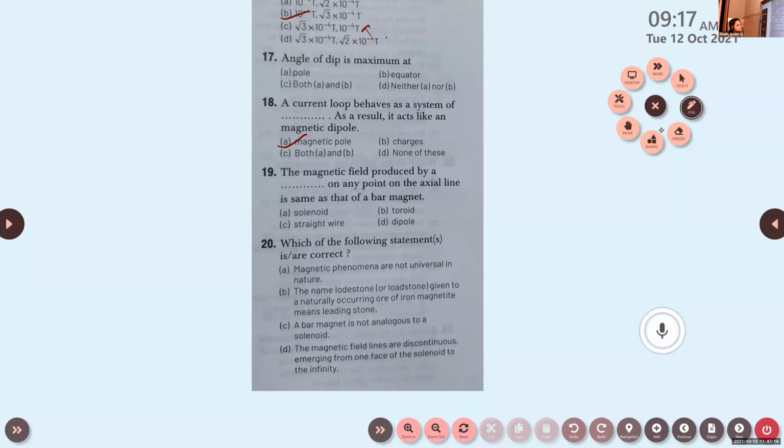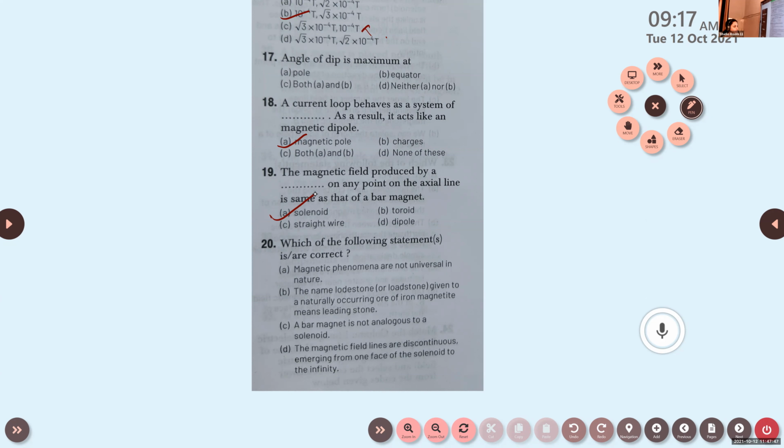Question number 19. The magnetic field produced by dash on any point on the axial line is the same as that of a bar magnet. It's a very simple and direct question. Solenoid. The magnetic field produced by a solenoid on any point on the axial line is the same as that of a bar magnet. Here we have studied a session on the bar magnet as a solenoid.